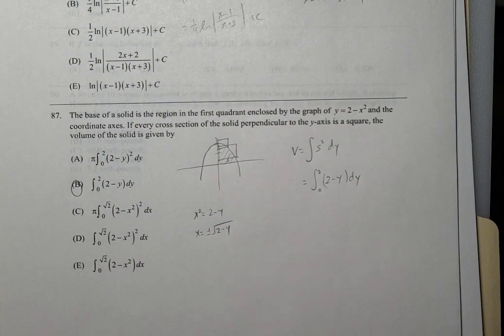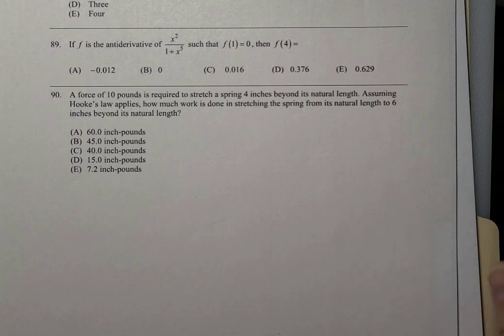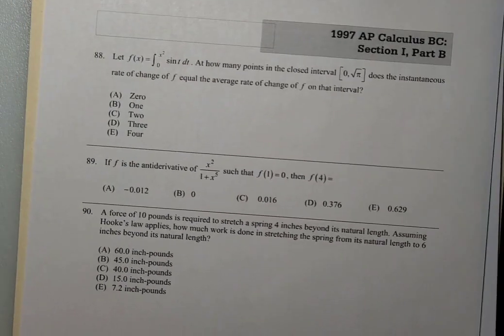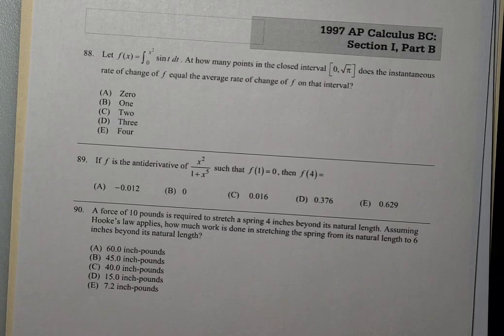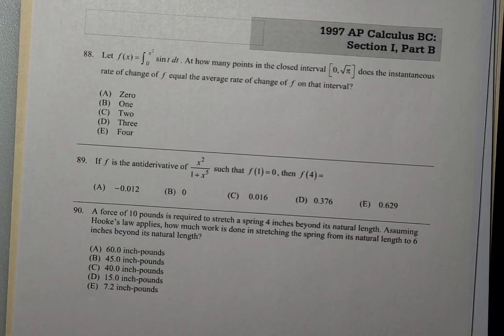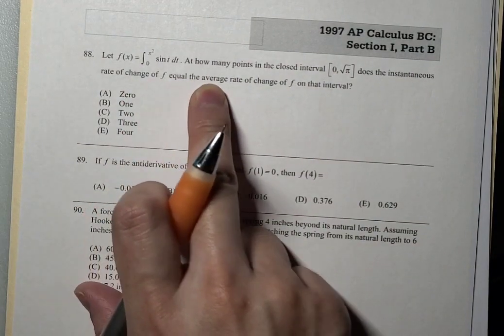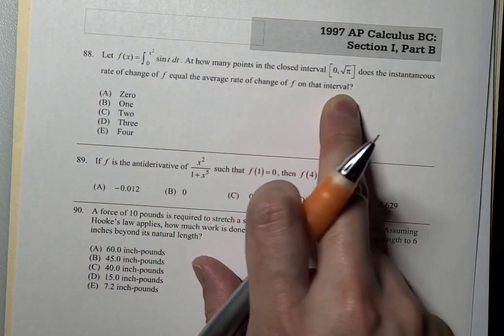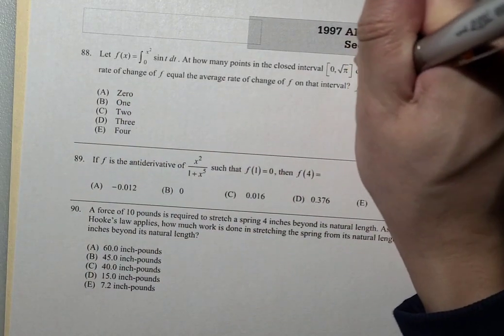Okay, 3 more problems. Let's finish this up. Let f be the integral from 0 to x squared of sine t dt. At how many points in the closed interval 0 to square root of pi does the instantaneous rate of change of f equal the average rate of change of f on that interval? So what's the instantaneous rate of change? That's f prime.